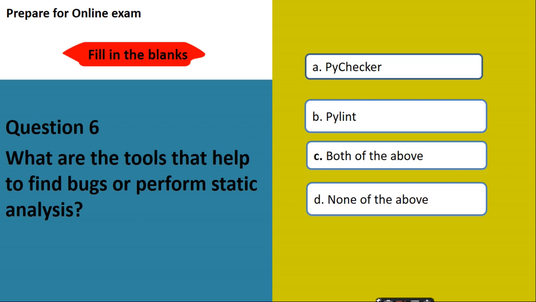What are the tools that help to find bugs or perform static analysis? Options are A, PyChecker, B, Pylint, C, both of the above, and D, none of the above. And the correct answer is C, both of the above. We are using PyChecker as a static analysis tool, and also we are using Pylint.